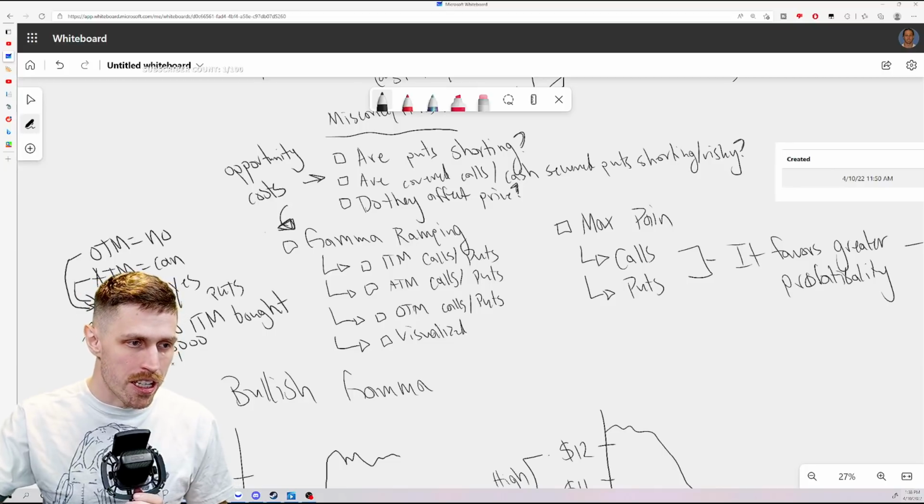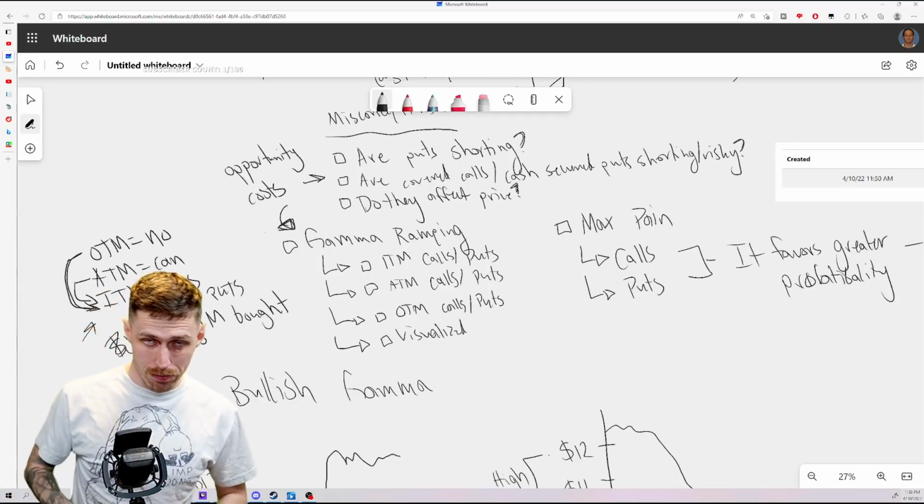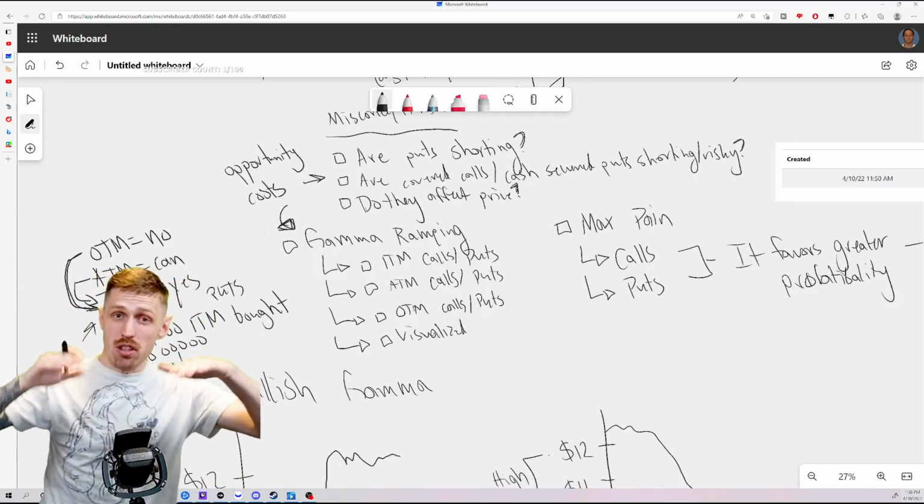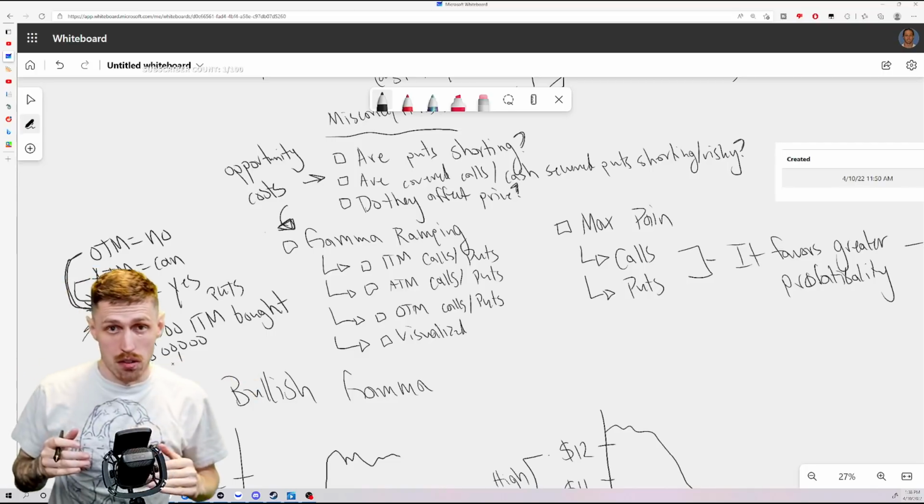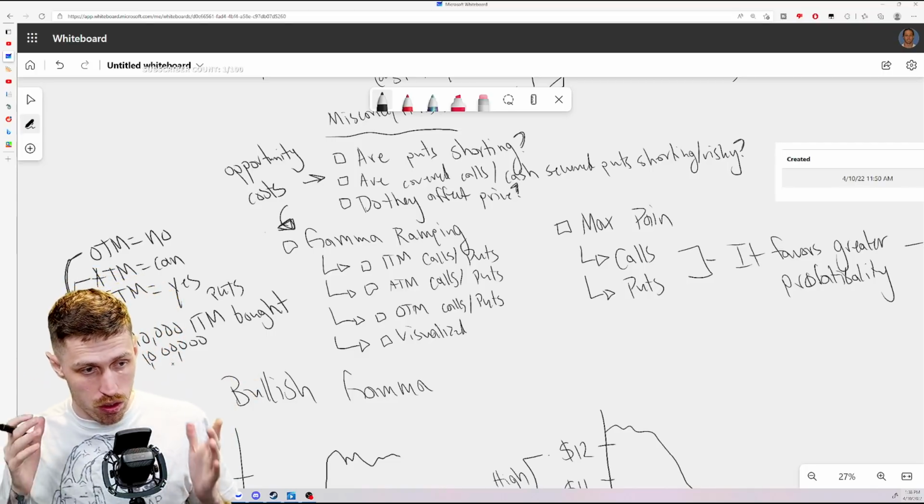If out the money or in the money contracts then run in the money, those can get hedged for, either up or down. You can gamma squeeze in both directions. All right. That's actually important to know.